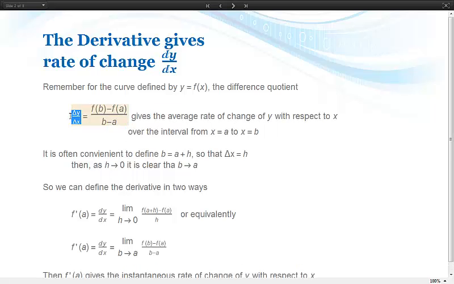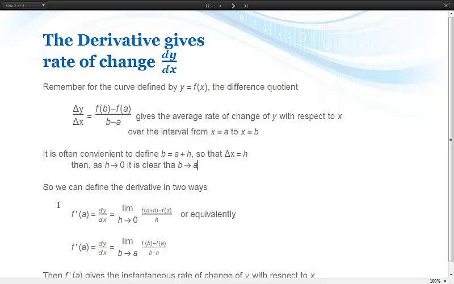I'm going to make these a little bit bigger. To define as we've done before, let that second point be a plus h. That way the change in x is going to be a plus h minus a, which is just h. And it should be clear that then as h goes to 0 in this expression, then b goes to a. So that gives us two ways then to define the derivative.